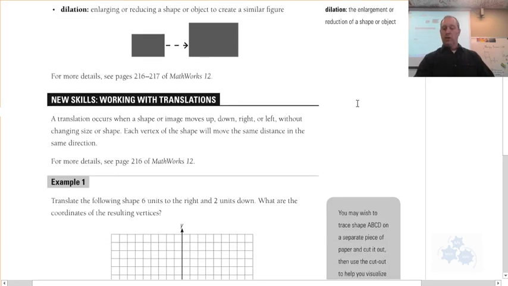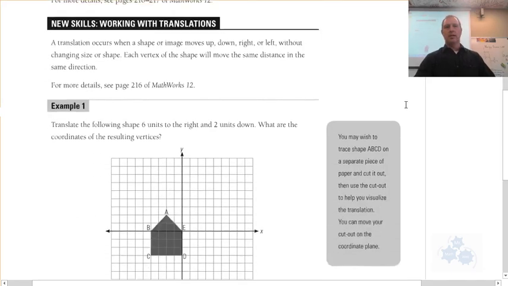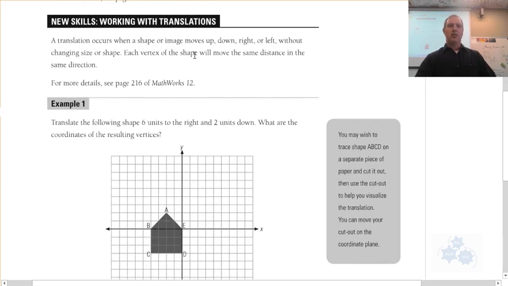All right. So now that we understand these new terms, let's do some examples. A translation occurs when a shape or image moves up, down, right, or left, without changing its size or its shape. Each vertex of the shape will move the same distance in the same direction.